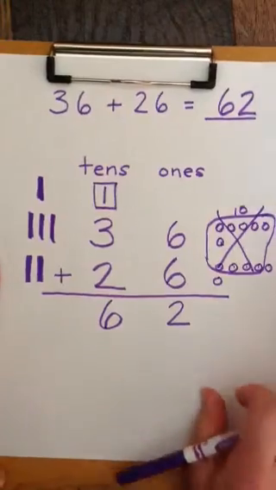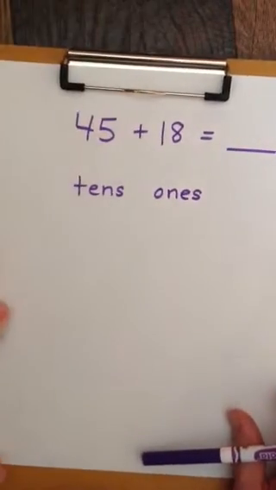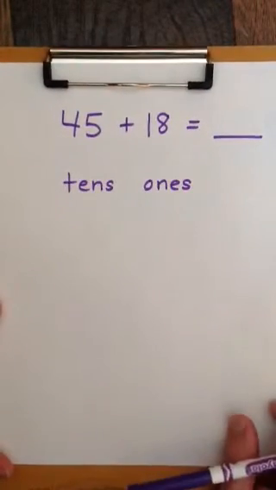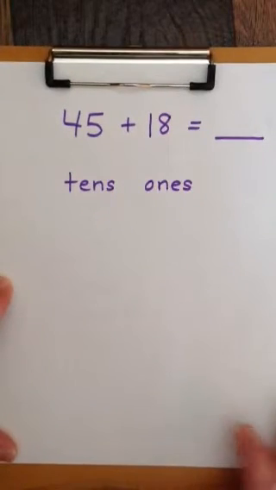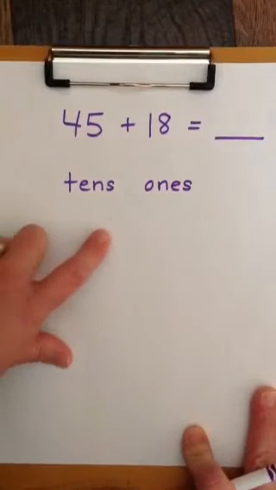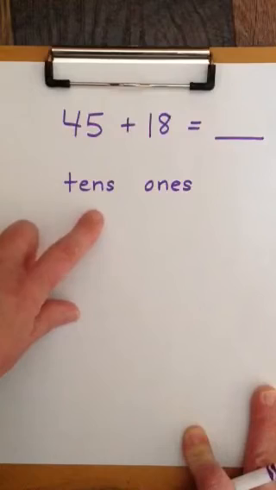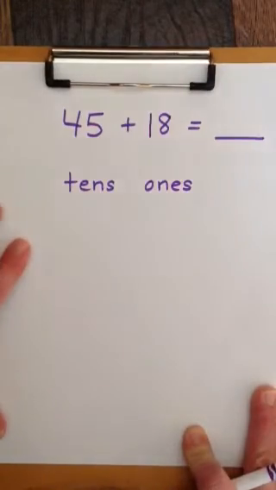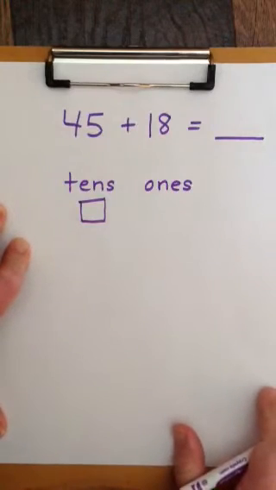All right, let's see. Our last problem is 45 plus 18. Right now, I just want you to pause the video, and I want you to see if you can set up your math problem vertically without forgetting to put the regrouping box right here. So I'll draw it for you, and then you pause and write the rest of it.